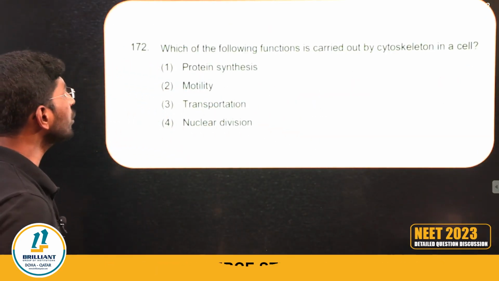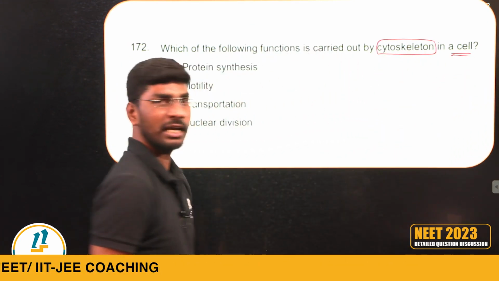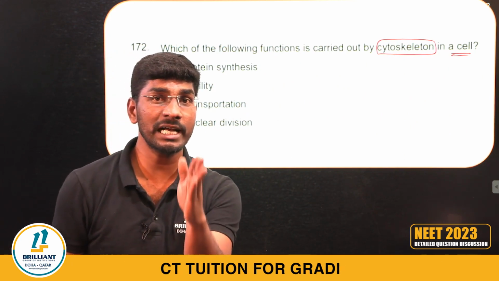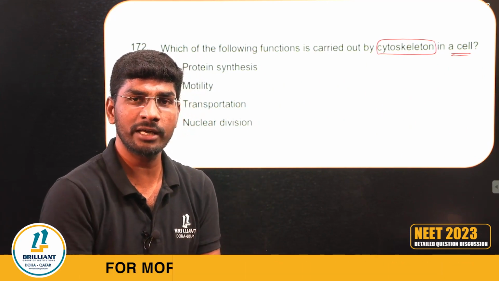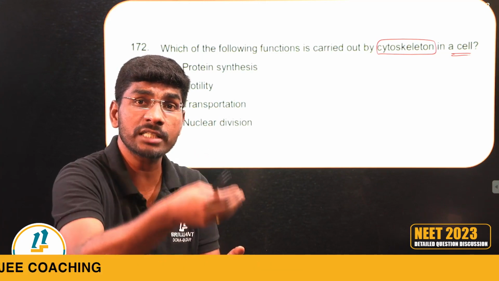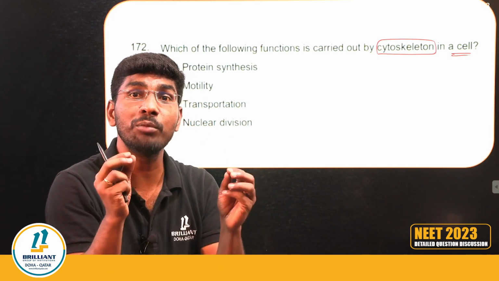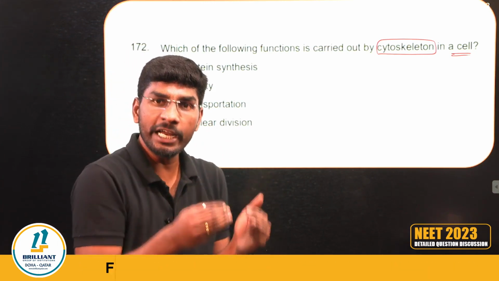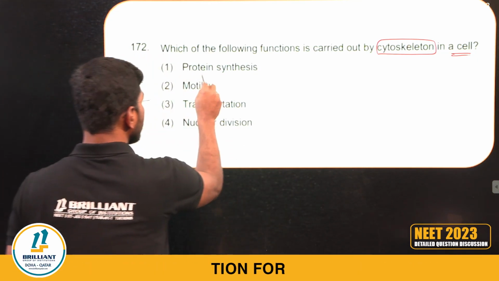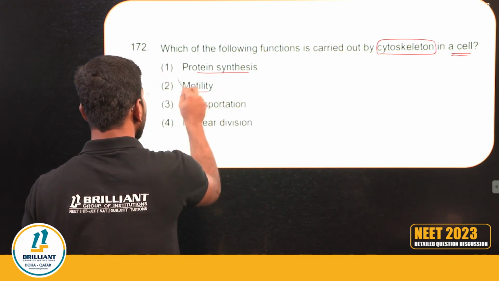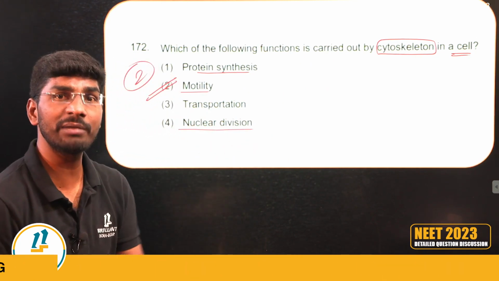172. Which of the following functions is carried out by the cytoskeleton in the cell? If you are able to recall, in the theory class I told you the cytoskeleton consists of microfilaments, tubulin proteins and microtubules. These are for the motility of the cell. The cytoskeleton gives mechanical strength to the cell and also helps motility. Protein synthesis is by ribosomes. The answer will be motility.